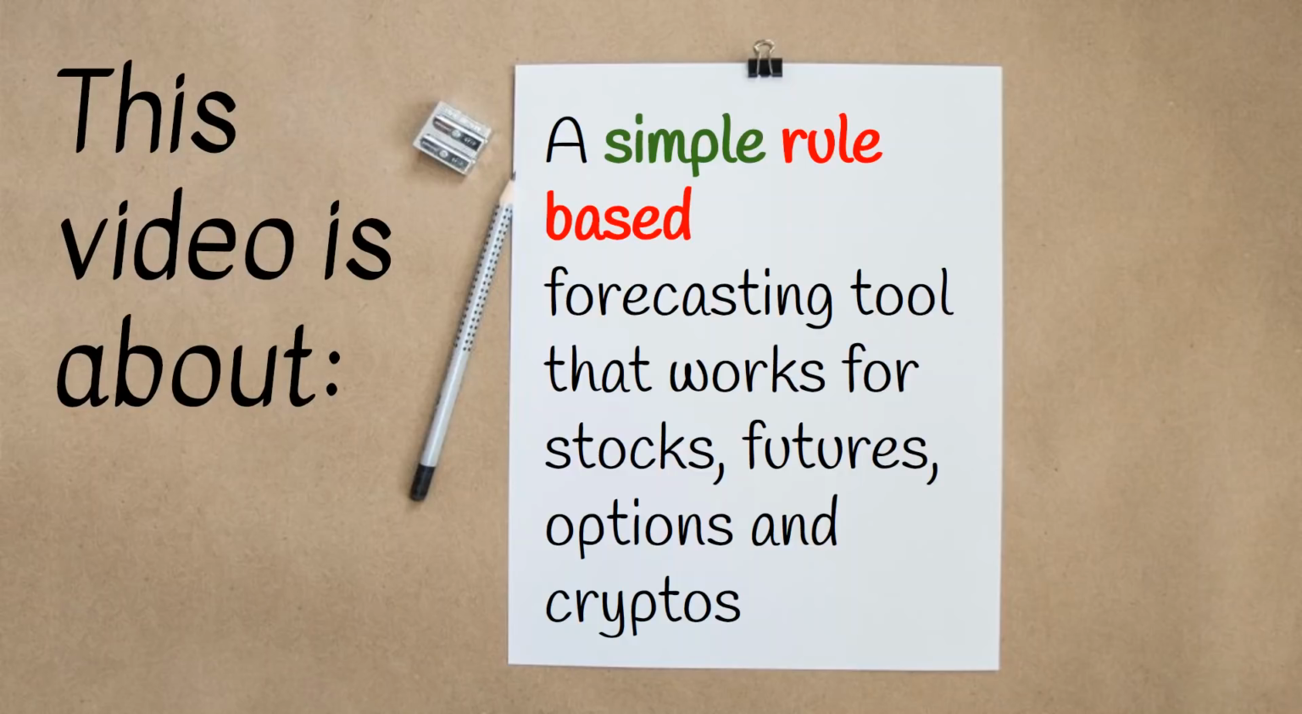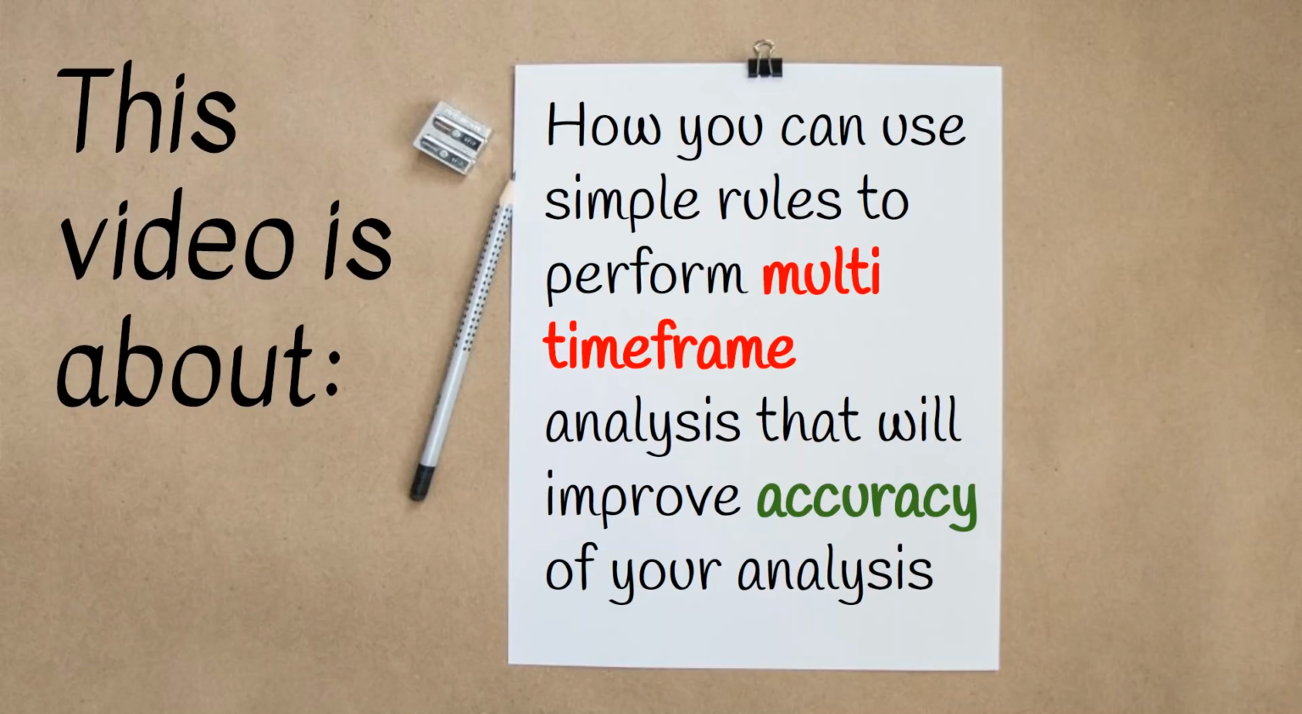This video is about two things. First, I will be talking about the Harmonic Elliott Wave theory. That is a simple rule-based forecasting tool that works for stocks, futures, options and cryptocurrencies. Second, I will show you how you can use a set of very simple rules to perform multi-time frame analysis that will improve accuracy of your analysis and your forecast.